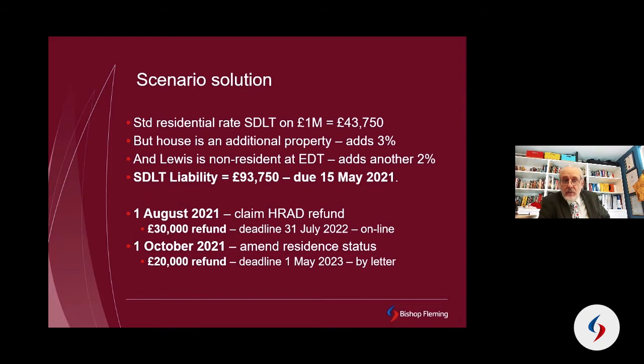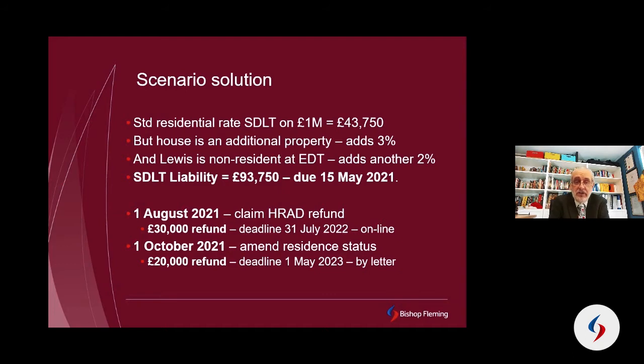Come 1st of August 2021, he sells his Monaco flat. That means that the new property is now a replacement main residence within the rules, and he can make his claim for a £30,000 refund. He's got until 31st of July 2022 to do it, and it's a simple online form. Then 1st of October 2021, he's achieved his 6 months in the UK, and he can amend his resident status and get another £20,000 refund. Deadline 1st of May 2023, but it's a fairly complicated refund.